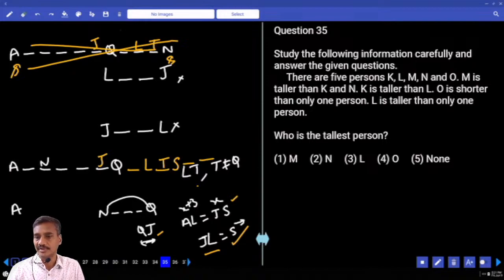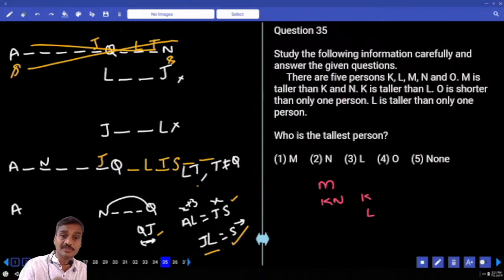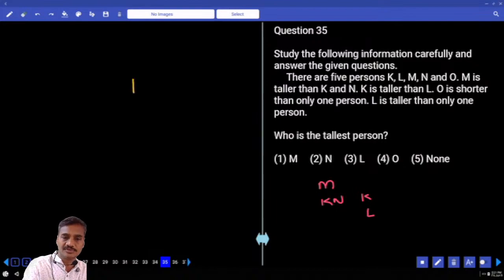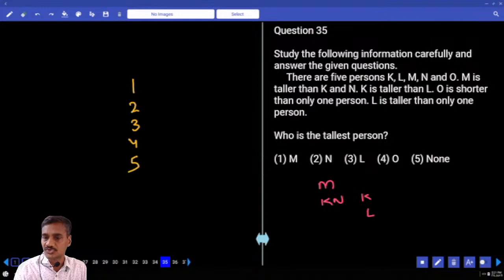Then now M is taller than K and N. M is taller than whom? M is taller than K and N. And K is taller than whom? And K is taller than L. O is shorter than only 1 person. That's the crucial information. And out of these 5, 1, 2, 3, 4, 5, O is shorter than only 1 person. And that means O must be at the second place. And O is at the second place.